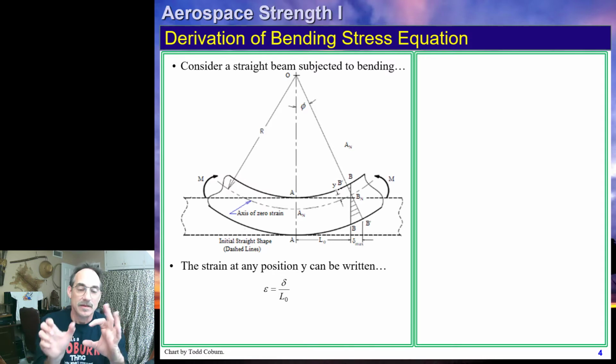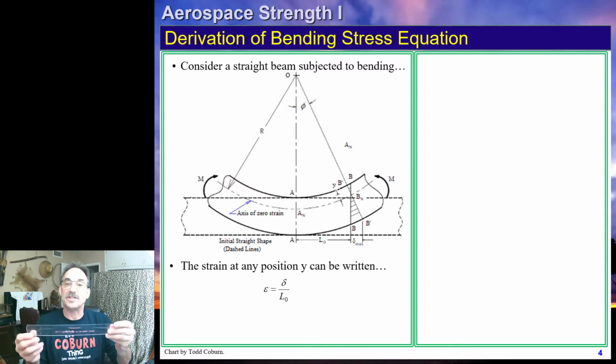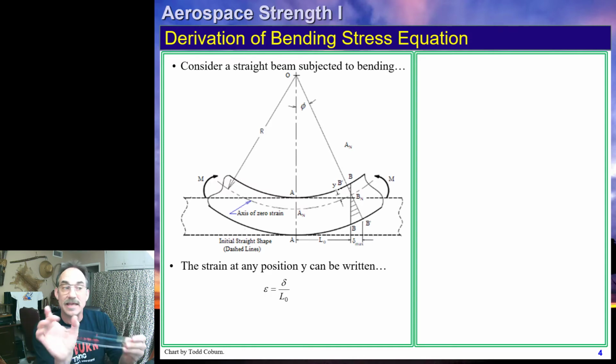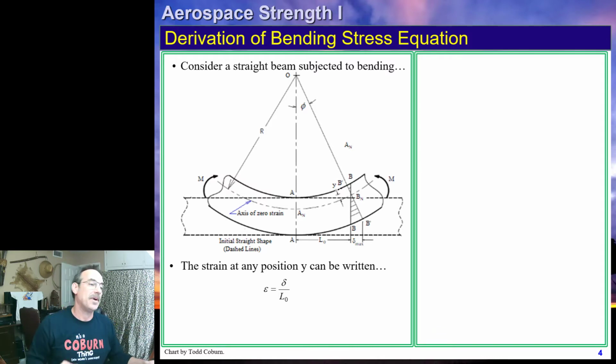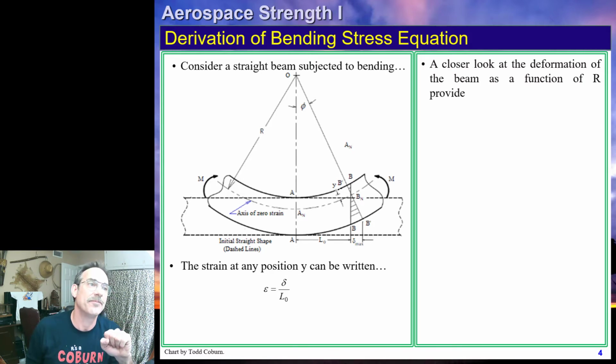At the same time on the inner surface, we look at this, that outer surface is getting longer and longer as we're bending. That inner surface is getting shorter and shorter. So we take the original length, we see it's getting shorter. That deflection divided by the original length is the strain. On the inner surface, it's going to be a negative strain. On the outer surface, a positive strain. So strain is simply the deflection divided by the length. It can be positive or negative.